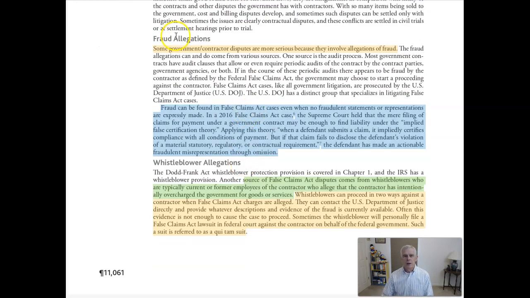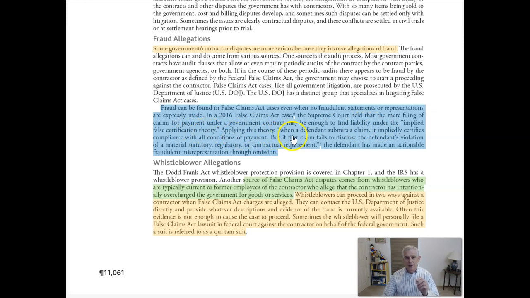And we're looking at sometimes allegations of fraud, right? Now, there could be intentional fraud here or sort of non-intentional fraud, but the way this is worded, it's easy to get into fraud, even without a lot of intention here. Now, the Supreme Court held in 2016 that the mere filing of claims for payment under a government contract may be enough to find liability under the implied false certification theory.